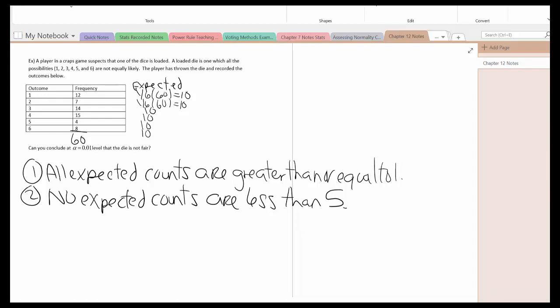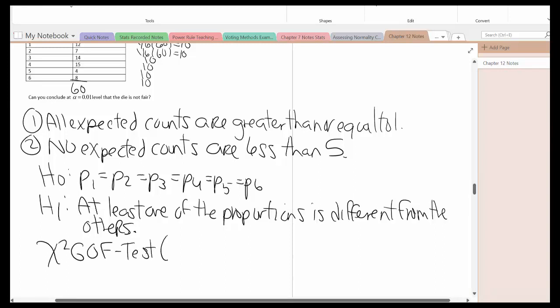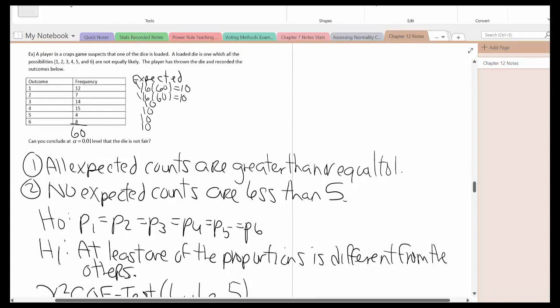All right, I've already written out the null and the alternative hypotheses earlier, but let's write them out again now. Okay, so the null hypothesis, the probability of rolling a 1 is equal to the probability of rolling a 2, so on and so forth. The alternative hypothesis, at least one of the proportions is different from the others. So again, we'll put this in as a chi-squared goodness of fit test. It'll be L1, comma, L2. 6 different numbers minus 1, that's going to be 5. And remember, the observed will be L1, and the expected will be L2. So let's put this in the calculator now.